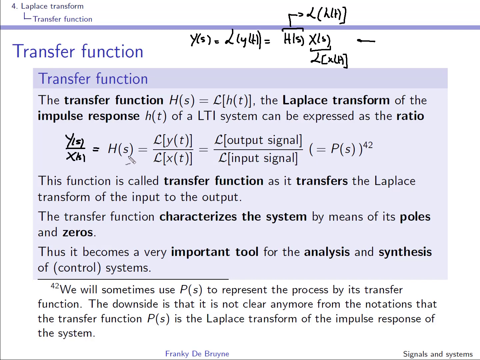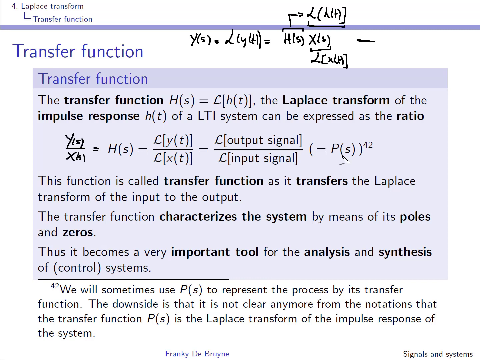So we write it here as h of s because we make the link with the impulse response. By writing the transfer function as h of s, we say it's the Laplace transform of h of t. In other courses, in other references, you might see p of s, and there the people that have written the transfer function put the focus on the process. This is the transfer function of the process.